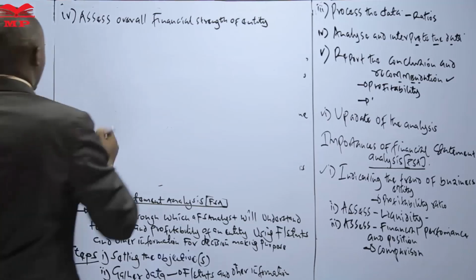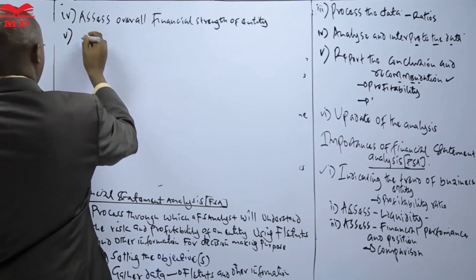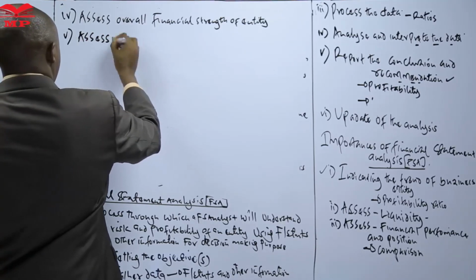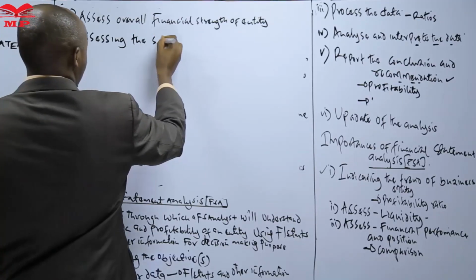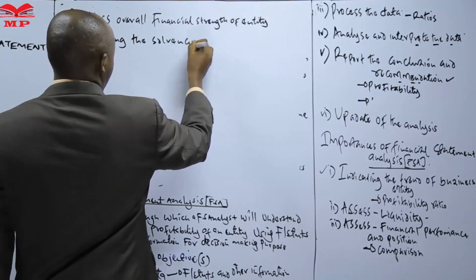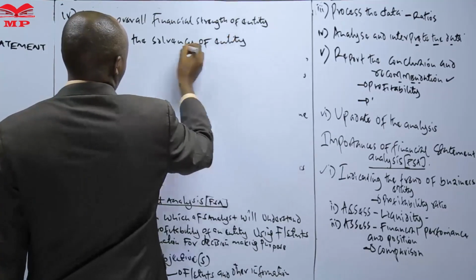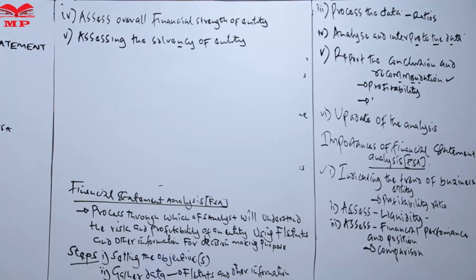Now, the other importance of that particular analysis is assessing the solvency of an entity. When we talk about the solvency of an entity, this is whether the business is bankrupt or not.